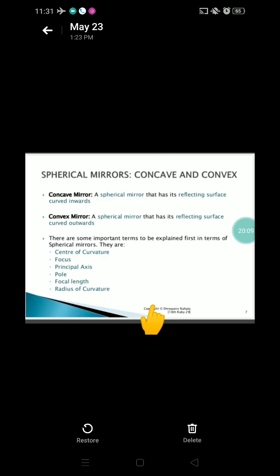We have to study some important terms related to spherical mirrors. First one, center of curvature. Next, focus. Third one, principal axis. Fourth one, pole. Next, focal length and radius of curvature. Now we are moving to these terms one by one.